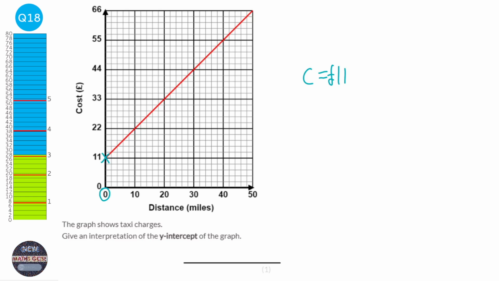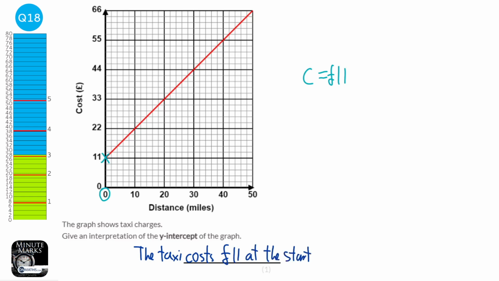So we know that therefore the taxi costs £11 at the start. We'll just leave it at that. Okay, so the initial charge, or the cost for the taxi turning up, is £11.